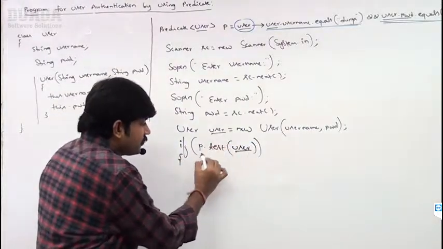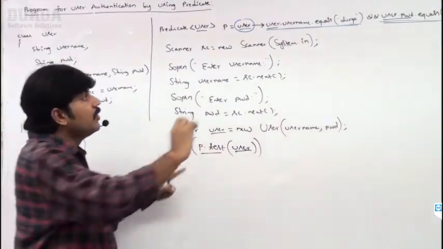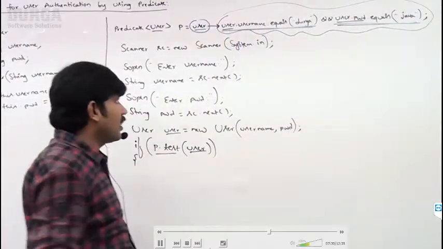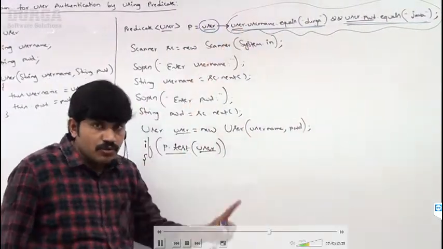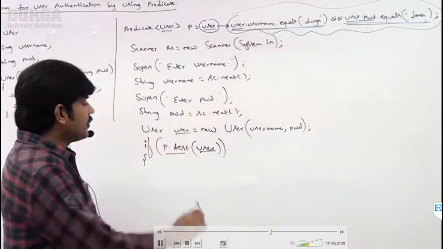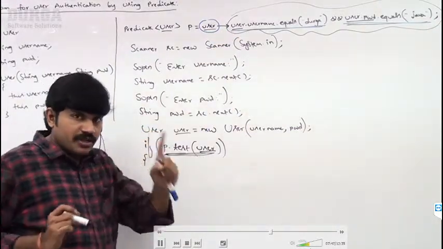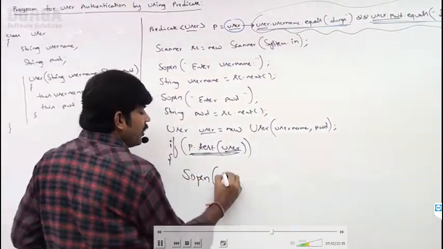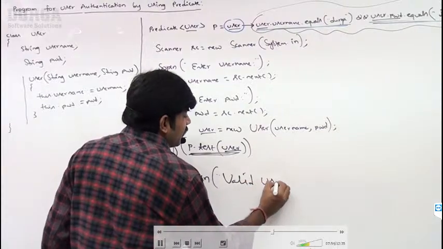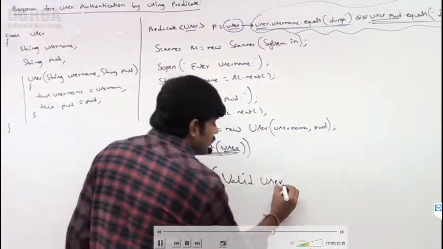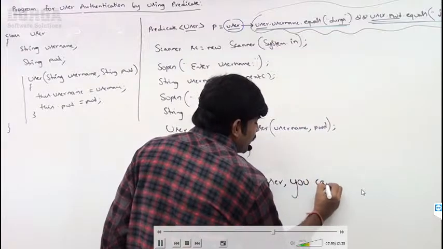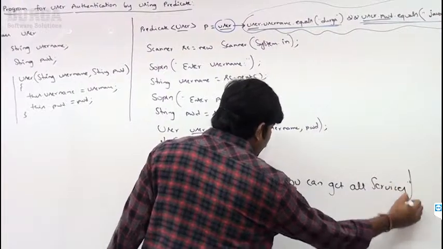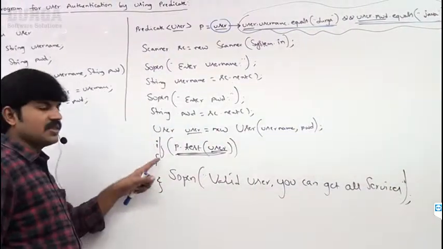If you pass this user object as the argument to the predicate, the predicate is going to check whether the username is Durga or not, and whether the password is Java or not. If it is satisfied, it is going to return true. If it returns true, System.out.println, valid user, and you can get all services. You are the valid user, sir.